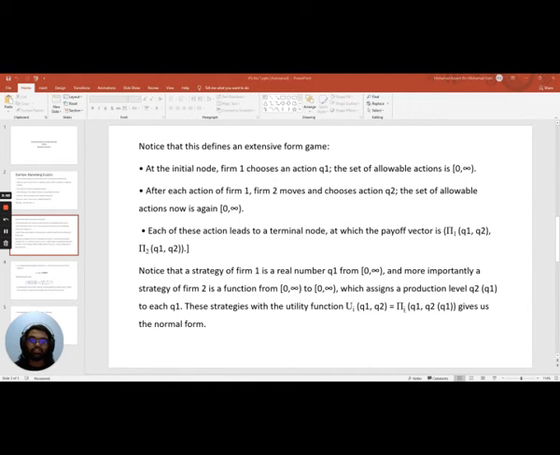Each of these actions leads to a terminal node at which the payoff vector is (π1(Q1, Q2), π2(Q1, Q2)). Notice that a strategy of firm 1 is a real number Q1 from 0 to infinity, and a strategy of firm 2 is a function from [0, infinity) to [0, infinity), which assigns a production level Q2(Q1) to each Q1. These strategies with utility function ui(Q1, Q2) = πi(Q1, Q2(Q1)) give us the normal form.